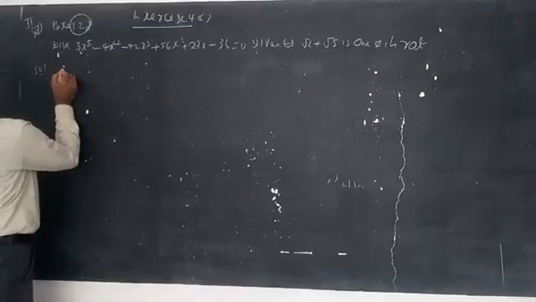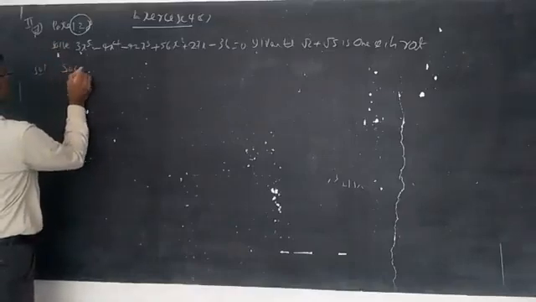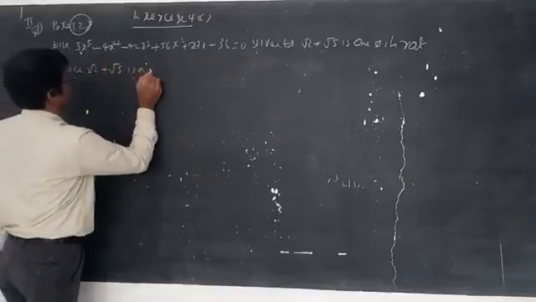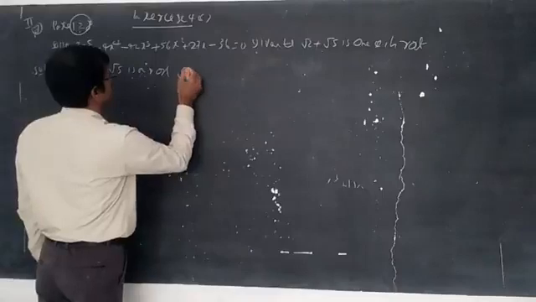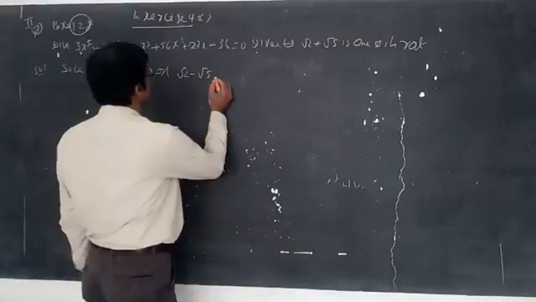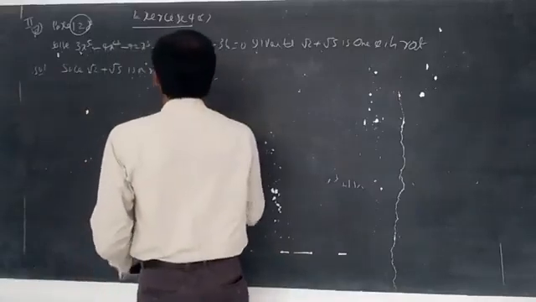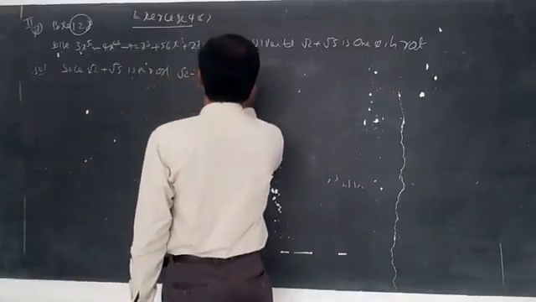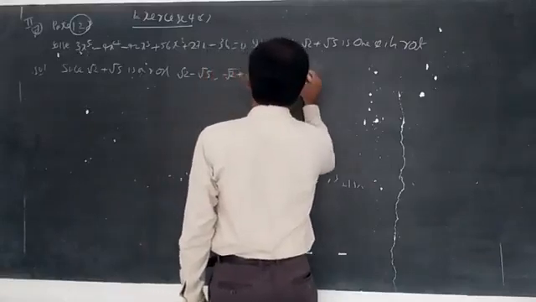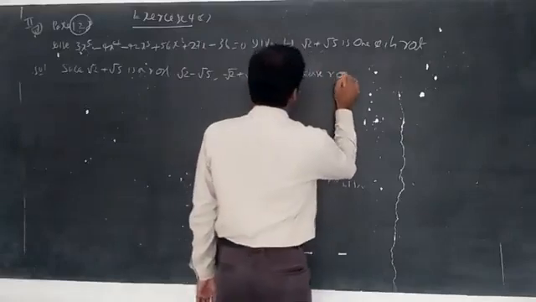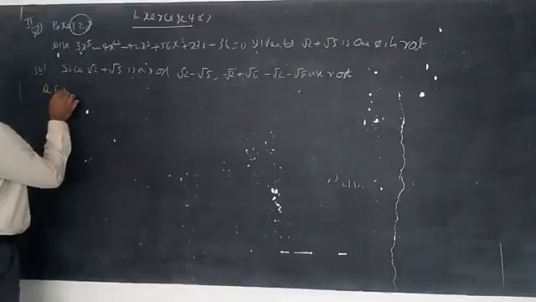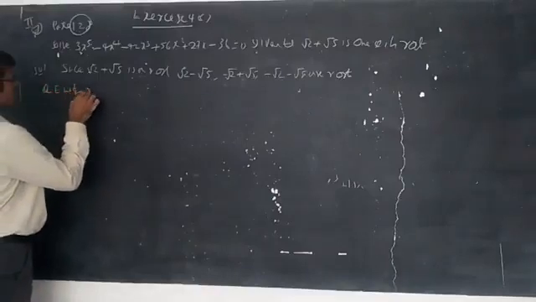You can take, students, since root 2 plus root 5 is a root, root 2 minus root 5, minus root 2 plus root 5, minus root 2 minus root 5 are also roots. Prepare quadratic equations with these roots.